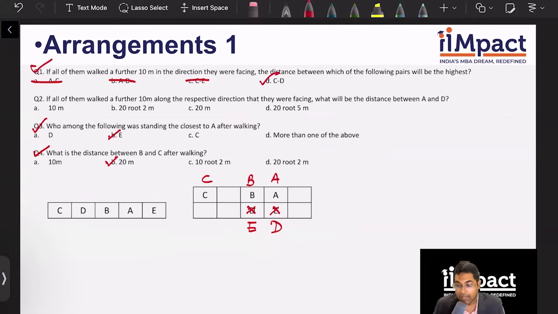Look at the triangles. This is one triangle and this is one triangle. And I can just figure out the distances by the sides because I want relative distances. They did not ask me exact, at least in this question, right? So be smart about it. You don't need to actually calculate the distances. Okay. Question number 2. If all of them walked a further 10 meters, which is already done, along the respective direction that they were facing, what will be the distance between A and D? Simply 20.